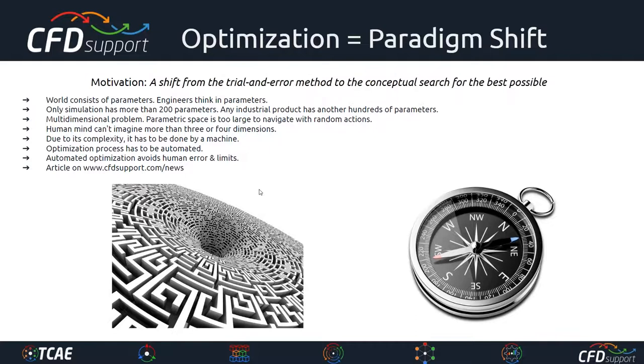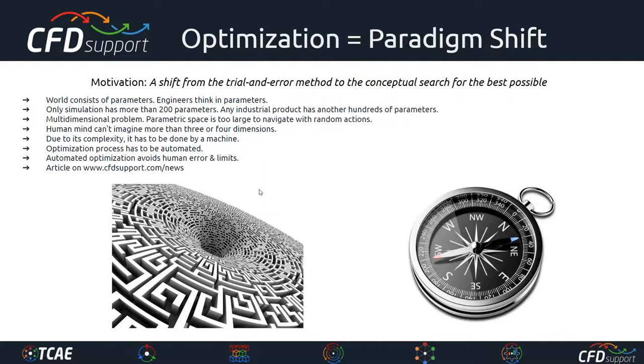Because there are a lot of parameters, we are certainly facing a multi-dimensional problem. The general parametric space is very large to navigate with random actions, so it definitely has to be driven by an algorithm, and it definitely has to be a machine who does all those simulations and changes the parameters. That's for sure.